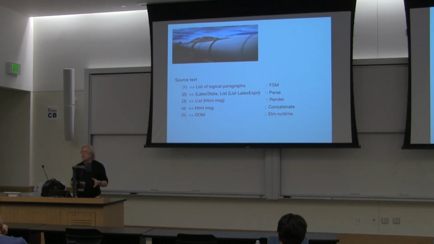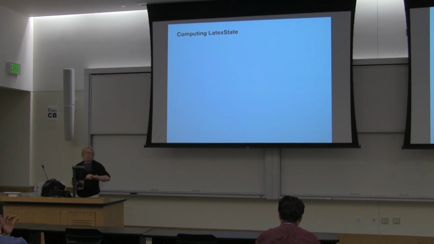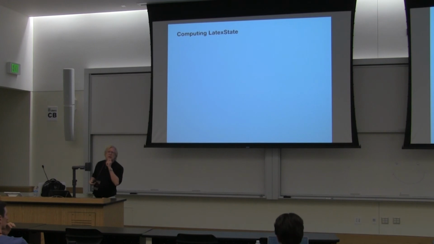You ship that off to the document object model for the Elm runtime. MathJax says, okay, I see some math nodes. It renders them, and you're done. So that's the full pipeline. It looks like it might take a lot of time to do all those 6 things, but as you saw in the demo, it actually operates quite quickly. So how much time do I have left?